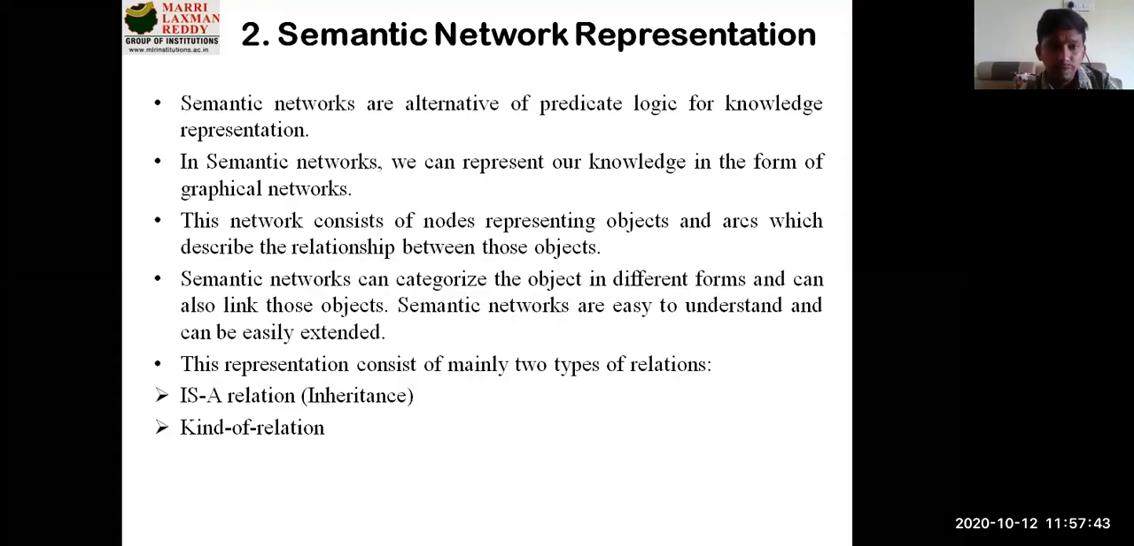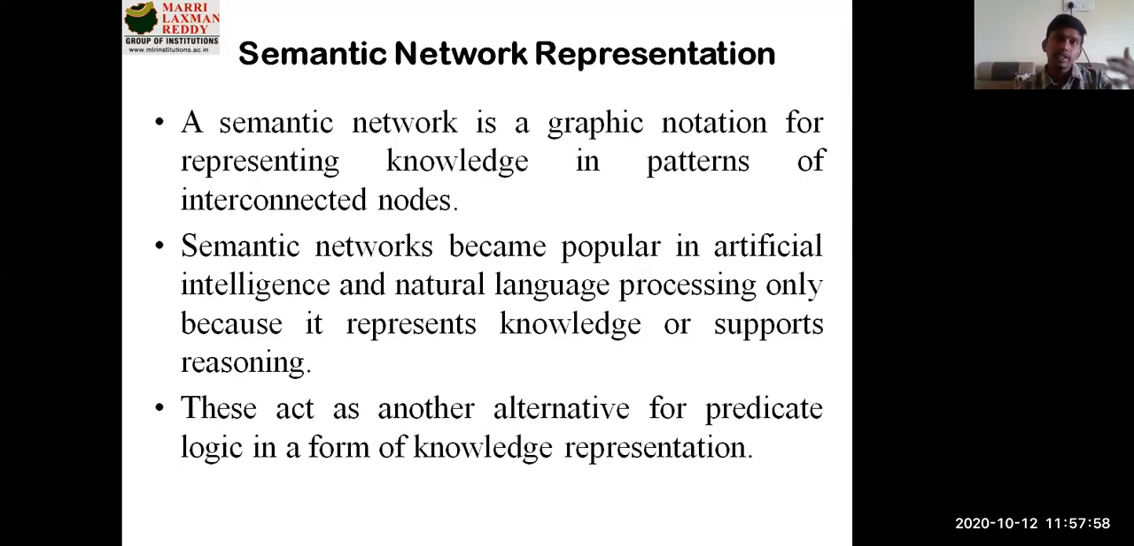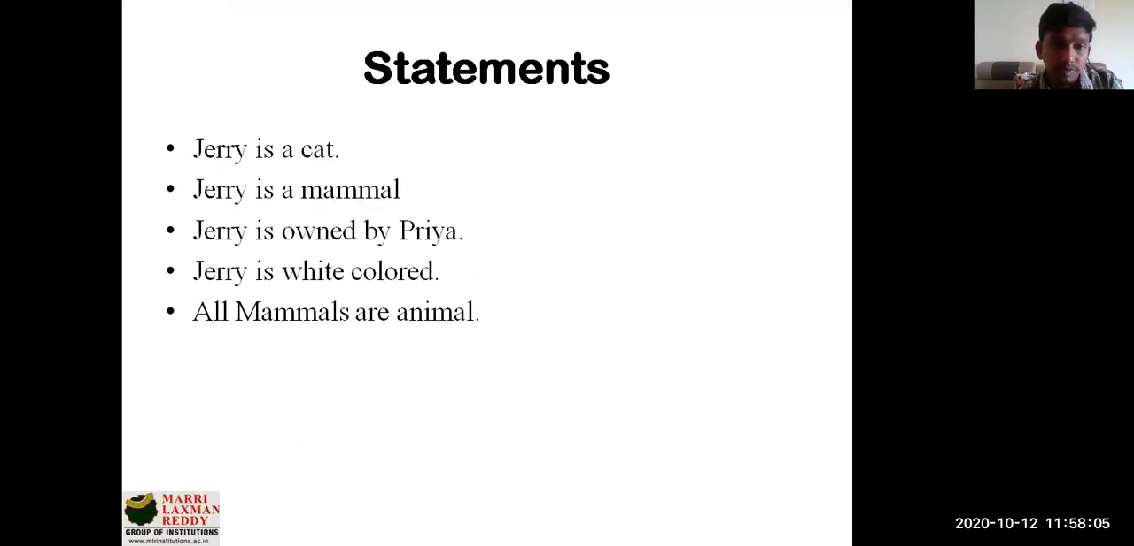These two slides basically give an understanding of what a semantic network is, how it is the alternative to predicate logic, and what the basic types of relations are, like the is-a relation and kind-of relation. We are also saying that it is a network with interconnected nodes that is used in AI and natural language processing. Now we'll take a small example to understand semantic network representation. Here you are given five statements. That is, Jerry is a cat.